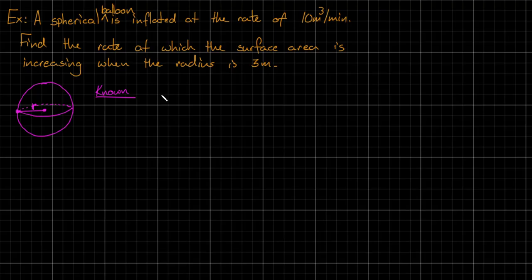But we do know this, and Abigail, you're right. I like that this inflated thing, and more so the rate, tells me that there's my rate of change. It's a volume, dV/dt. And what is dV/dt? 10 cubic meters, or meters cubed, per minute. There's dV/dt. What am I trying to find?